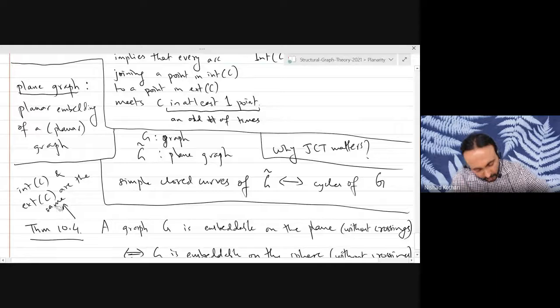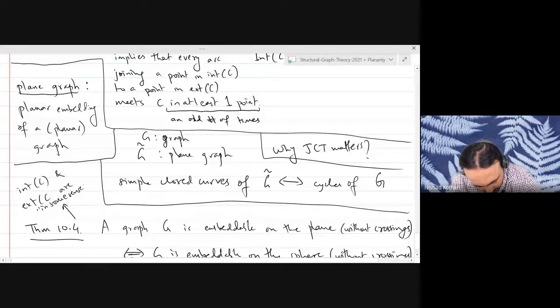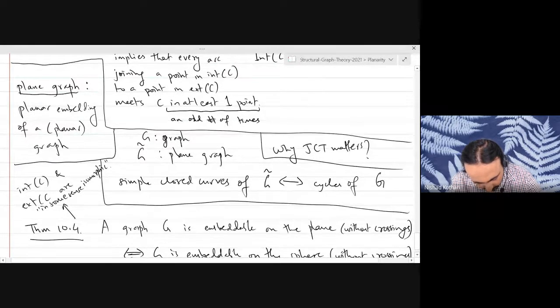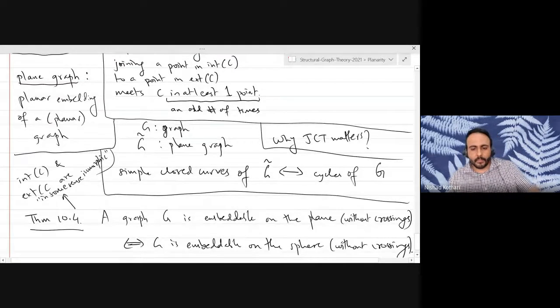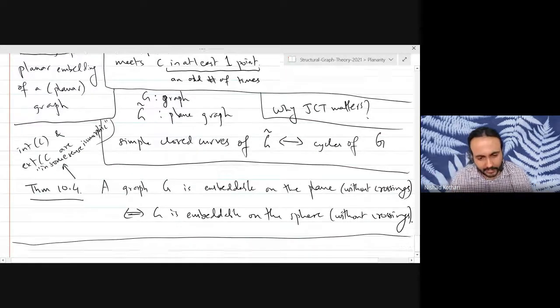And what do I mean by same? I will just be vague here, are in some sense isomorphic, but not isomorphic in a graph theoretic sense, in a topological sense. Okay? So in a proof, you can always say without loss of generality, assume that some point is in the interior or in the exterior. You will see that when we prove that K5 is non-planar.